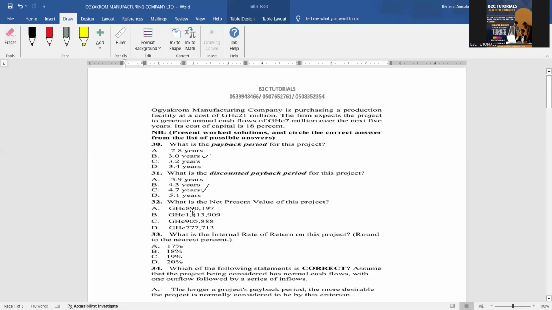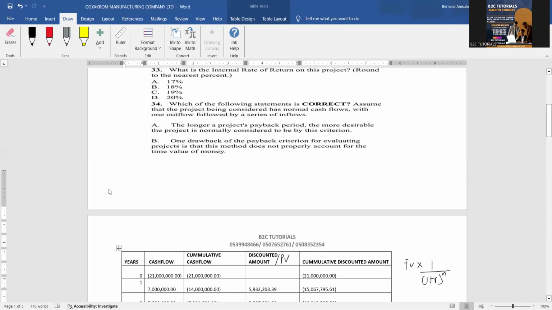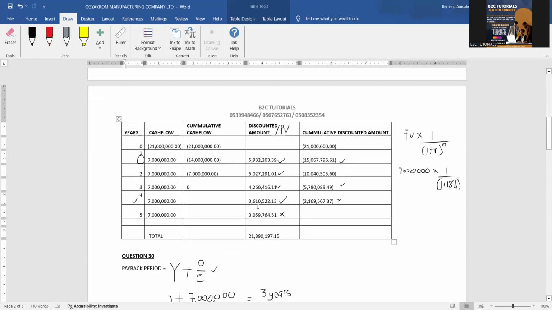Okay, having said that, the question says the net present value. If you look at the table very well, the sum of all the present values, which is referred to as the total, is the total present value. I told you another name for the discounted amount is the present value. So if I add all this here, I'm supposed to get 21,890,197.15. You can ignore the decimals when you're working, because it will take much of your time. But for accuracy, you can also include the decimals. Adding them is my total present value. And to find the net present value, it is your total present value minus your initial outlay.